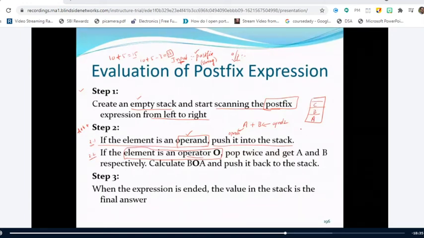There is a question for you, a simple question or an MCQ also. What is the name of the stack that is used for conversion of infix to postfix? The name depends on what contents you are storing inside the stack. What are you storing inside the stack in the infix to postfix conversion algorithm? Is it operator or operand? Operator. So we will call that stack the operator stack.